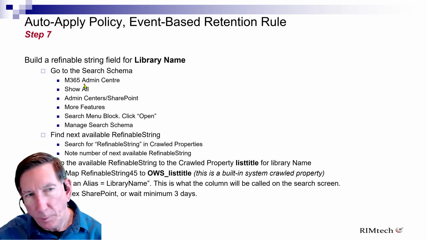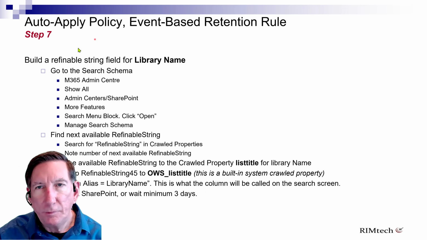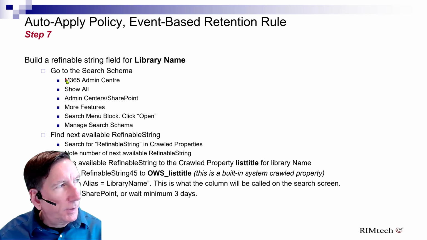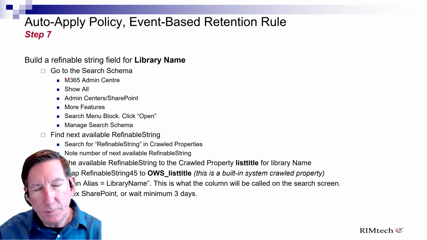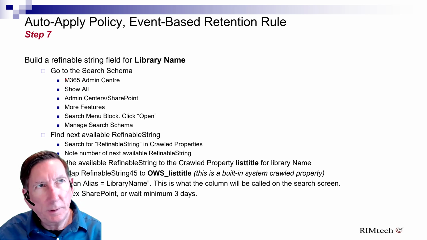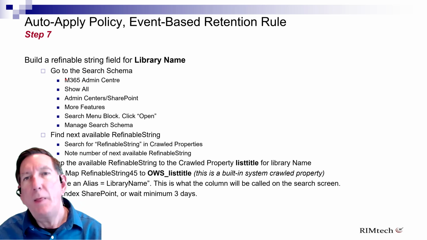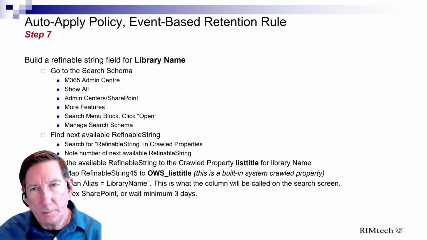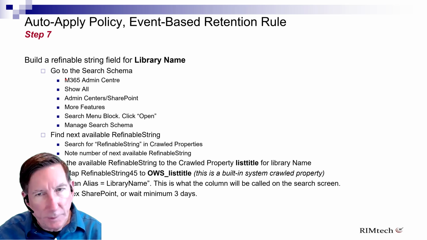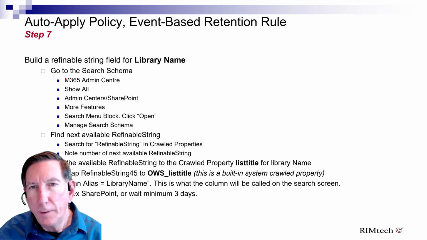Step 7, we need another refinable string for the name of the library. Why? Because what are we doing? We're trying to say for all documents where the library name equals audits and the document type contains report, those are the documents that we want to apply the retention rule to, okay? And the retention rule is end of the audit plus 5 years, then destroy, okay?